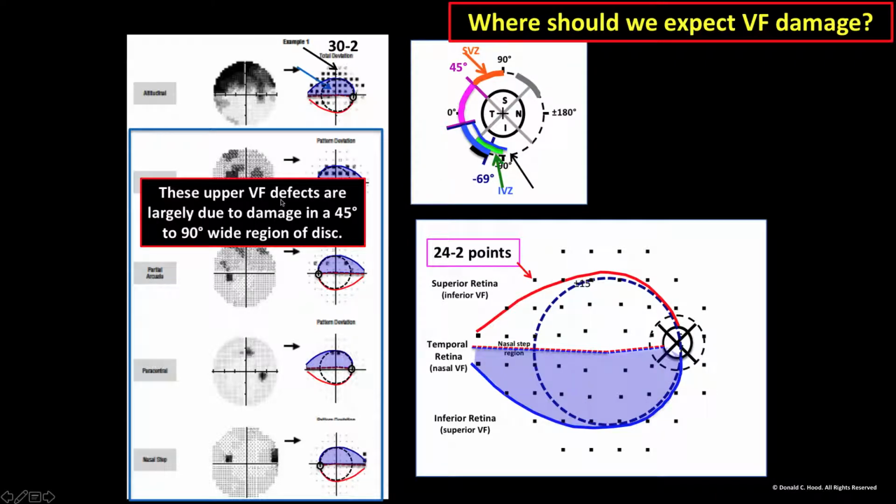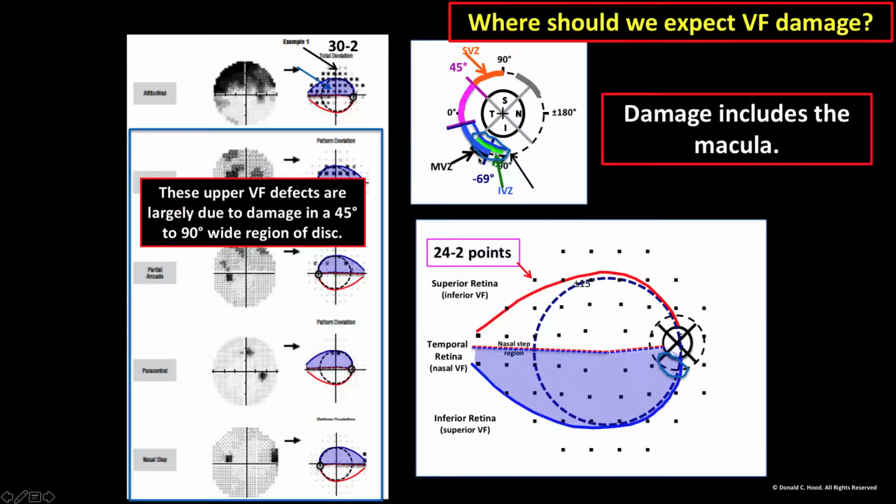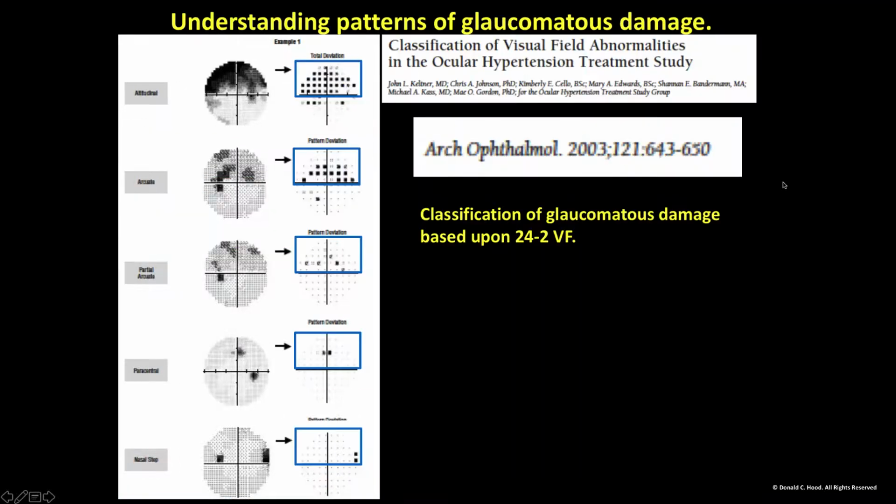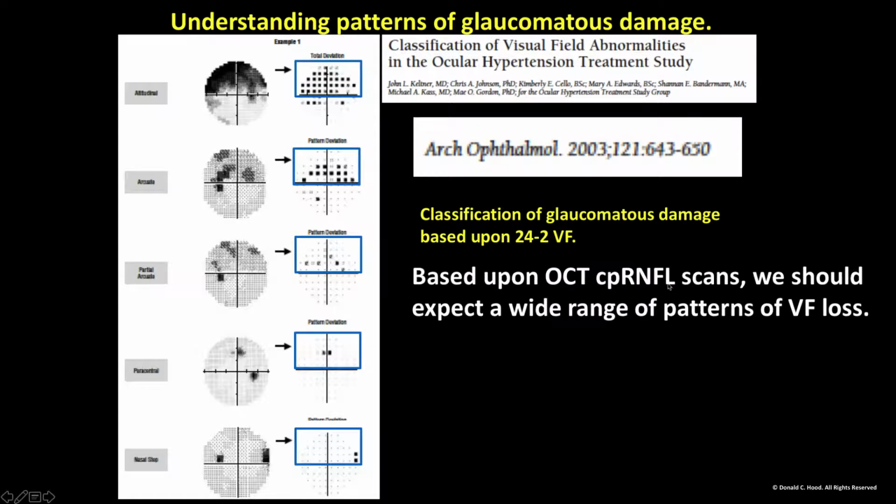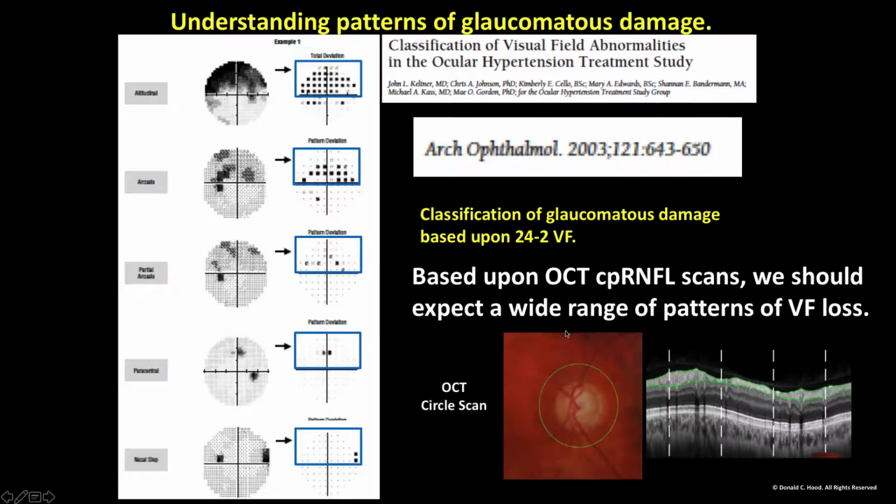All right, so these upper visual field defects, all of these here within the blue region, are largely due to damage in a 45 to 90 degree wide region. In fact, they're probably less than 90 degrees. Most of these are damage in this region right here and right here. That's the macular vulnerability zone, so damage includes the macula. All right, so based upon OCT scans, we should expect a wide range of patterns of visual field loss.